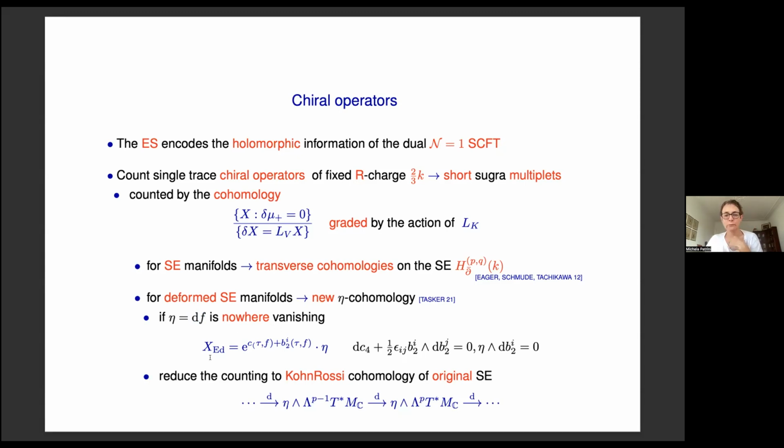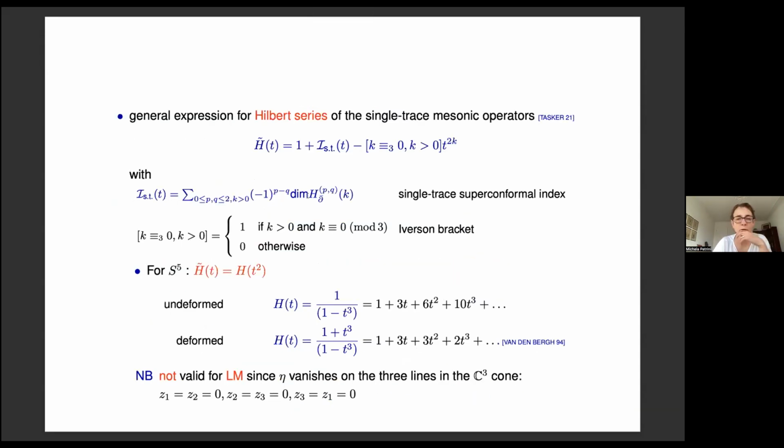It's possible to rewrite these solutions in this way, and then imposing the invariance under generalized diffeomorphisms gives a cohomology which relates tensor products of forms in this way. What's nice is that, since the contribution from the deformation is in a way factored out, the computation boils down to using the Kohn-Rossi cohomologies of the original Sasaki-Einstein. This means that we can really compute, and this is what I did, these cohomologies for a generic Sasaki-Einstein.